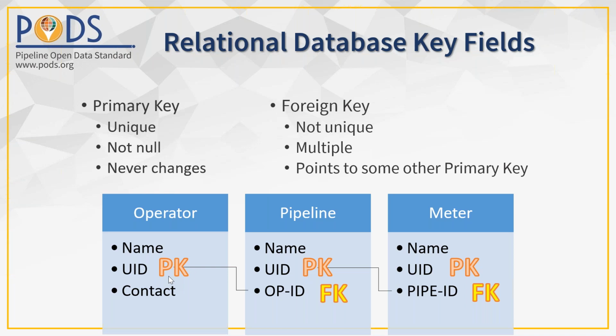So when you've got thousands of operators and thousands of pipeline systems, you can be assured that when operators are matched to pipeline segments, those operator IDs are relating to the UID found in the operator table. So they're always unique, and they have to be unique so that there's one and only one match.